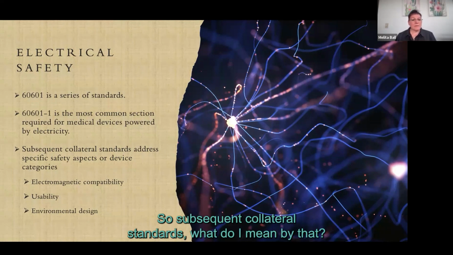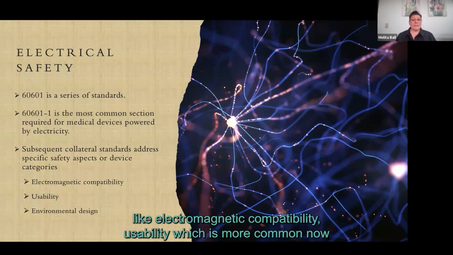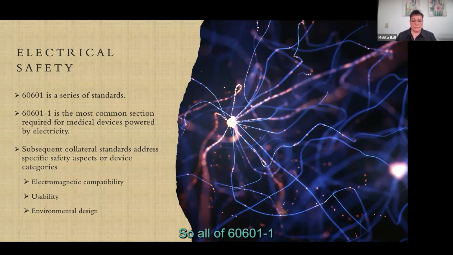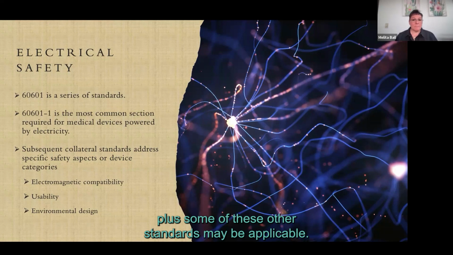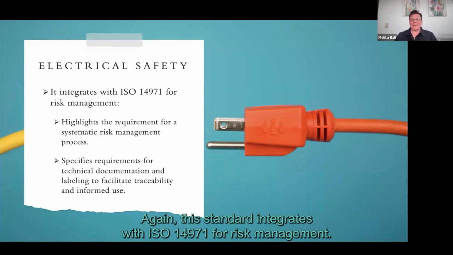So subsequent collateral standards, what do I mean by that? They address those very specific safety aspects or device categories that may need specific things like electromagnetic compatibility, usability, which is more common now, making sure that it's usable, and even environmental design. So all of 60601-1 plus some of these other standards may be applicable. So it's really important that you do that analysis up front or as early as possible so that you know what you're looking at.